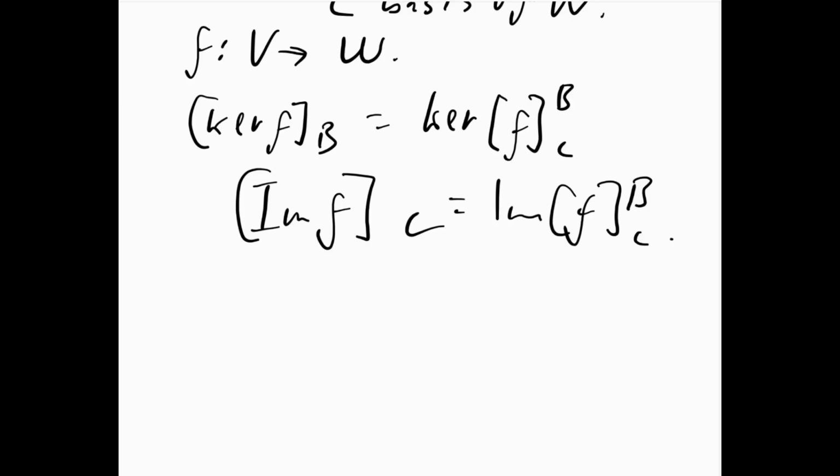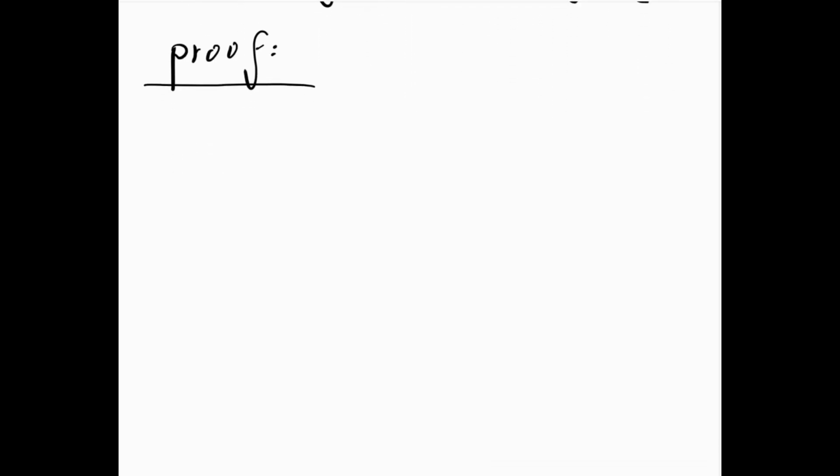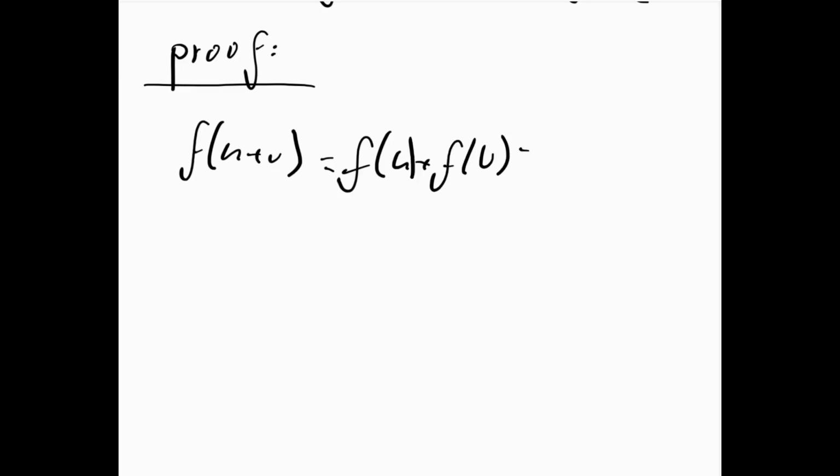I only verbally mentioned that kernel F is a subspace of V and image F is a subspace of W. That's also worth mentioning, just not written down. Well, the kernel is nonempty and closed for addition, because we know that f of u plus v actually equals f of u plus f of v, which would be 0 plus 0, which is 0. And so u plus v are inside the kernel of f.